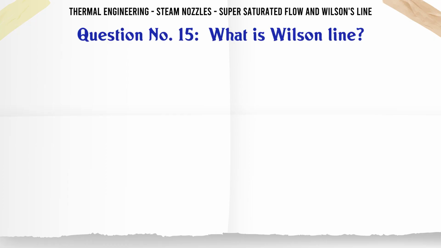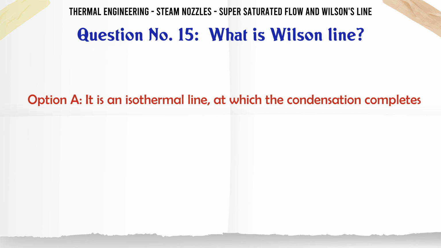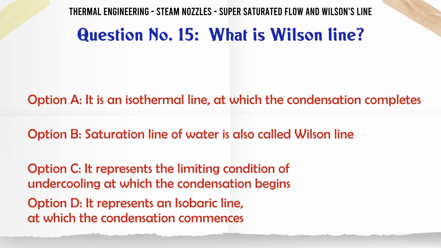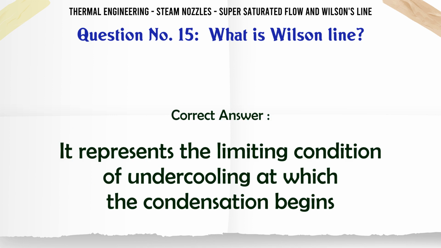What is the Wilson line? A: It is an isothermal line at which the condensation completes. B: Saturation line of water is also called Wilson line. C: It represents the limiting condition of undercooling at which the condensation begins. D: It represents an isobaric line at which the condensation commences. The correct answer is: it represents the limiting condition of undercooling at which the condensation begins.